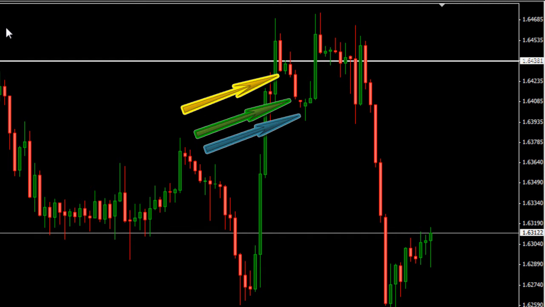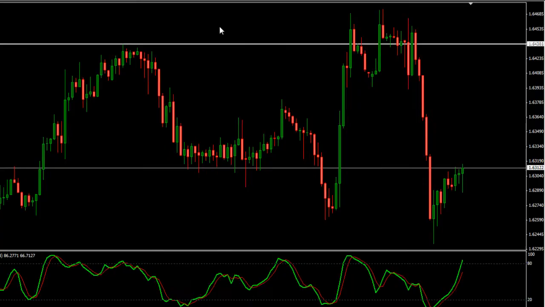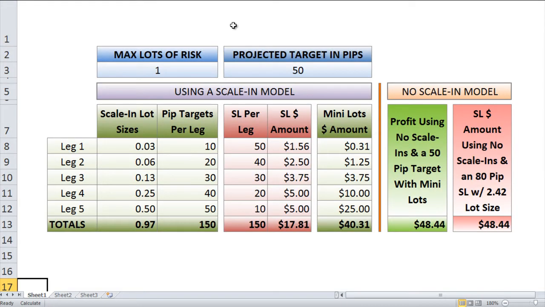So with this example, I'm going to show you how we could scale into the same position, same basic area of entry, but in a different method, actually the complete opposite method. Let's go back to our chart here, and just for the sake of this example, let's determine that we've decided that we want to trade one full mini lot. In this example, we're going to use mini lots, and that our target is 50 pips.